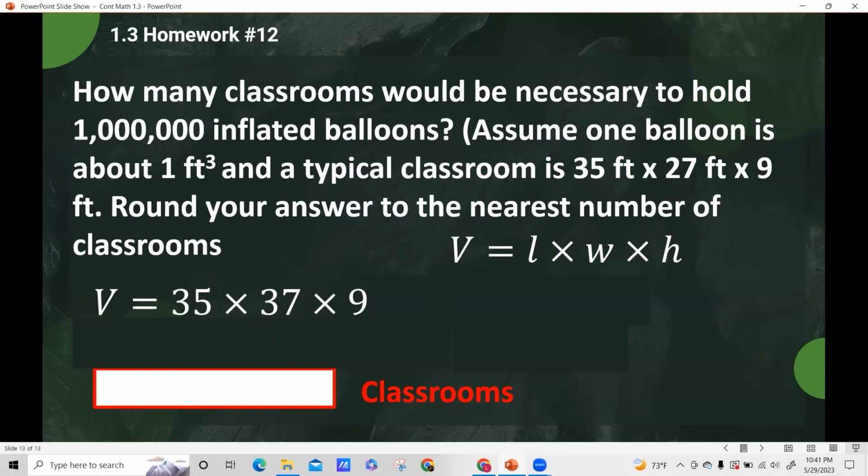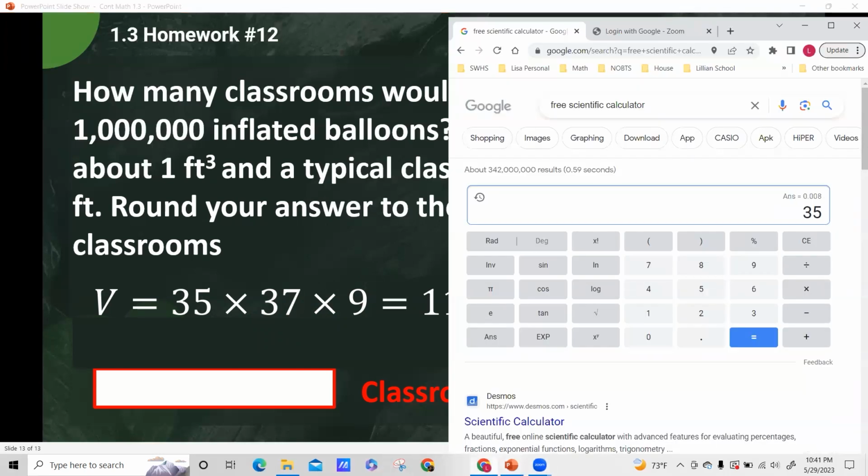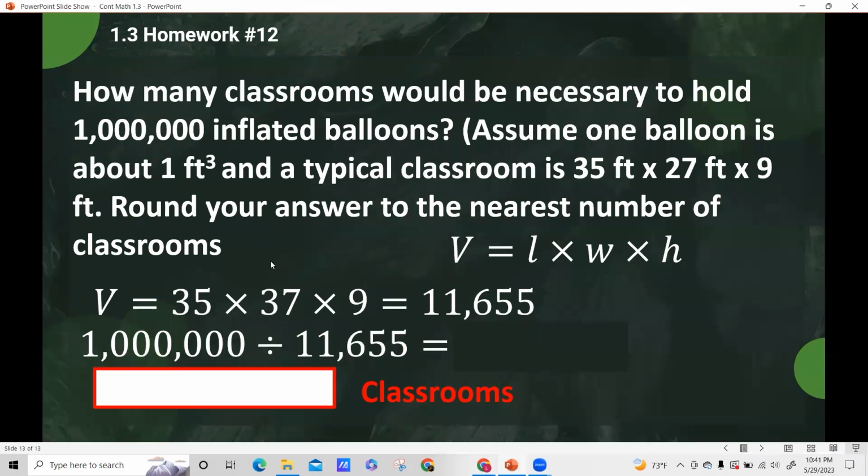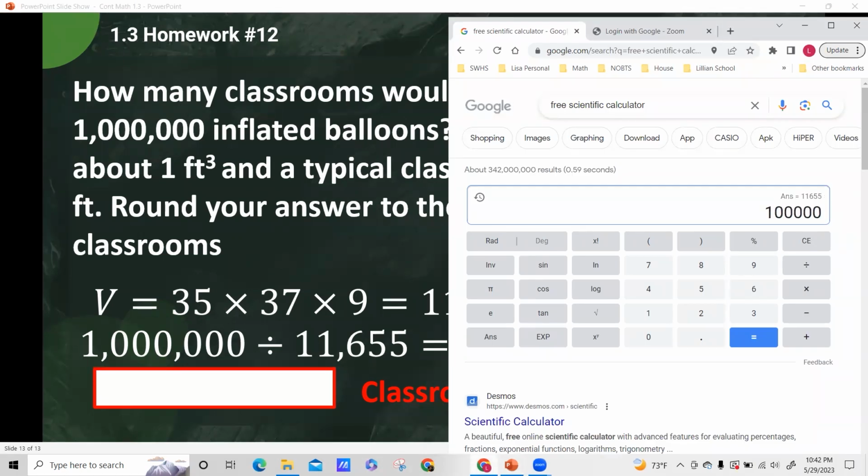When you multiply that out, that's 11,655. Let's double check and make sure I did that right. 35 times 37 times 9. Yes, 11,655. Then you're going to take 1 million, because you have a million inflated balloons, and divide it by that total amount of volume. When you do that, you get 85.8, something around that. Let's see what you get exactly: 1 million divided by 11,655. You get this long number, but it's somewhere close to 85.8.